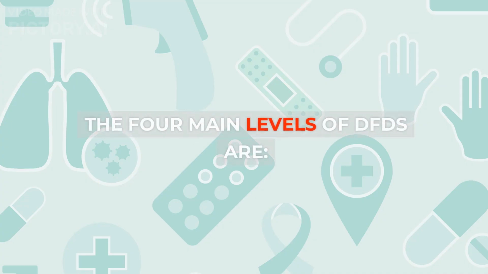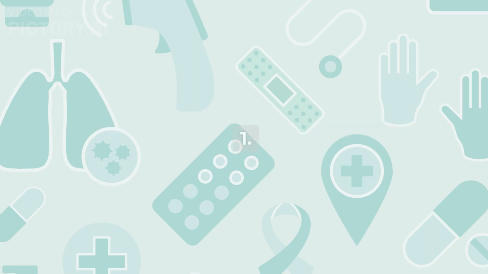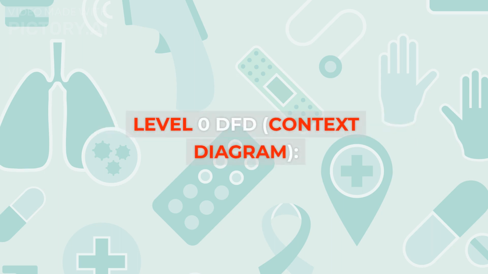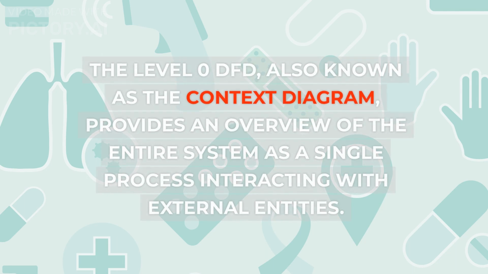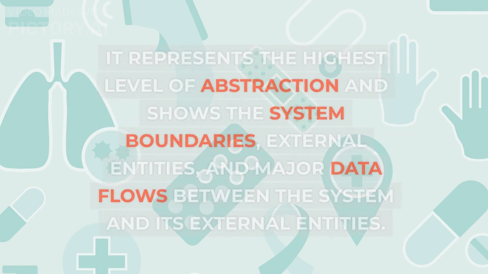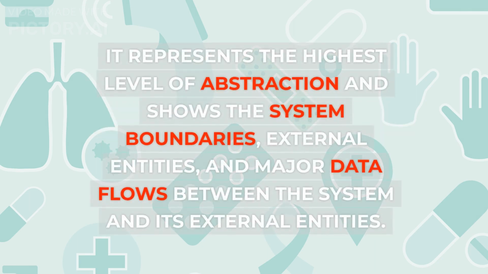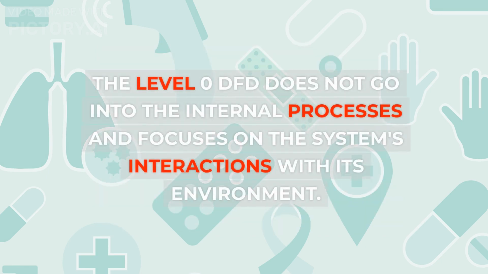The four main levels of DFDs are: 1. Level 0 DFD, Context Diagram. The Level 0 DFD, also known as the context diagram, provides an overview of the entire system as a single process interacting with external entities. It represents the highest level of abstraction and shows the system boundaries, external entities, and major data flows between the system and its external entities. The Level 0 DFD does not go into the internal processes and focuses on the system's interactions with its environment.